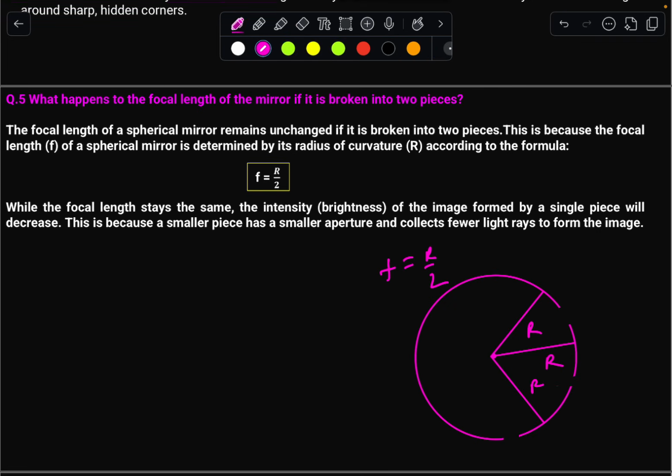If I cut the mirror, the radius of curvature is still the same, which means if you cut the mirror, the focal length is not going to change. But what will change? The intensity of the image will change.